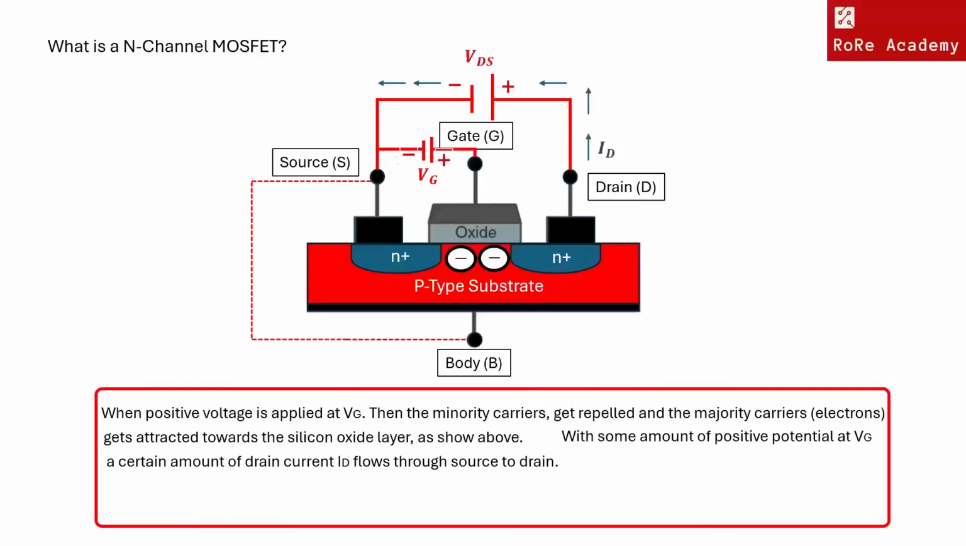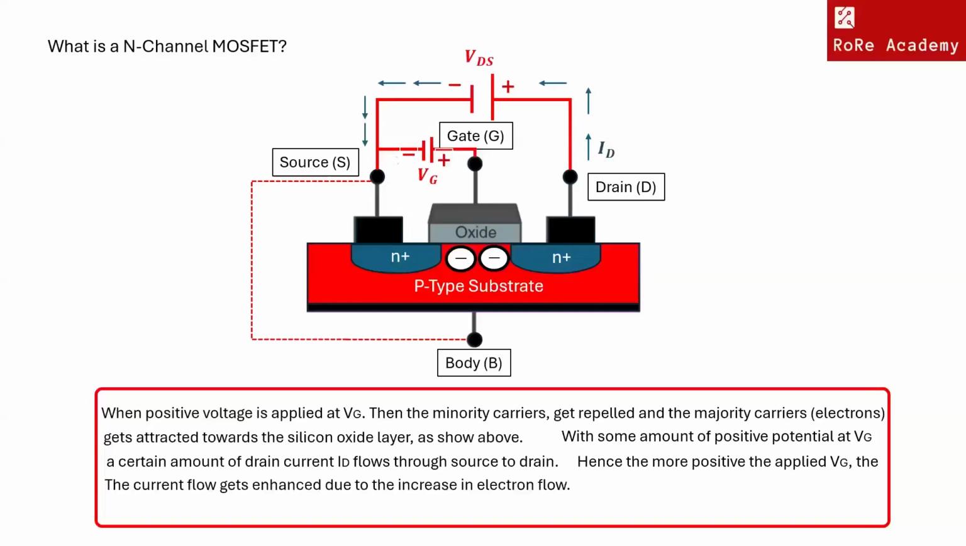When this positive potential is further increased, the current ID increases due to the flow of electrons from source, and these are pushed further due to the voltage applied at VG. Hence, the more positive the applied VG, the more the value of drain current ID will be. The current flow gets enhanced due to the increase in electron flow better than in depletion mode. Hence, this mode is termed as enhanced-mode MOSFET.